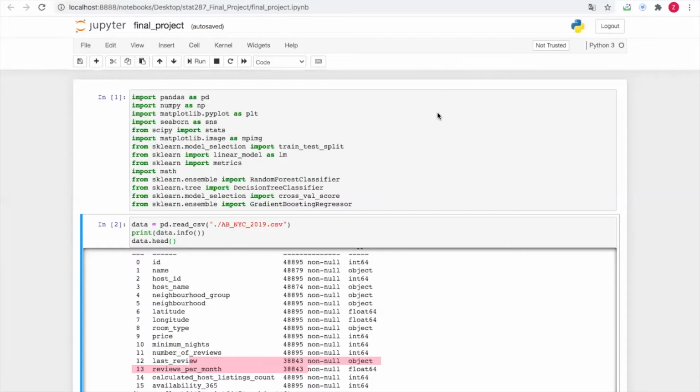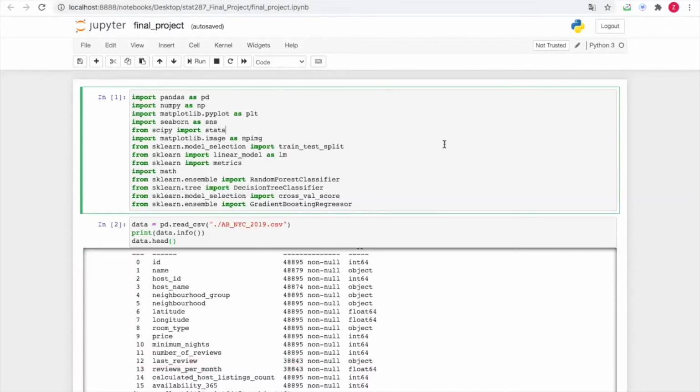Hello everyone, I'm Zewen. Today, my partner Zhang and I are going to introduce our project on the price of Airbnb in New York City in 2019 and analyze what the price is related to.